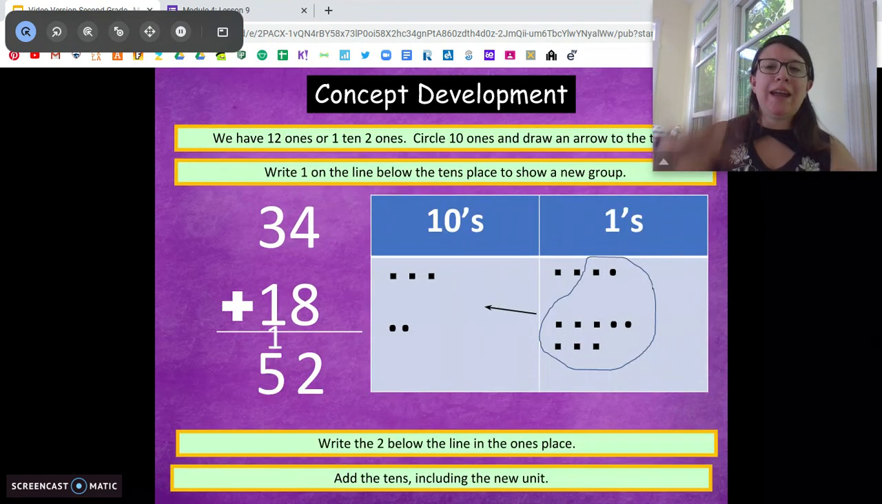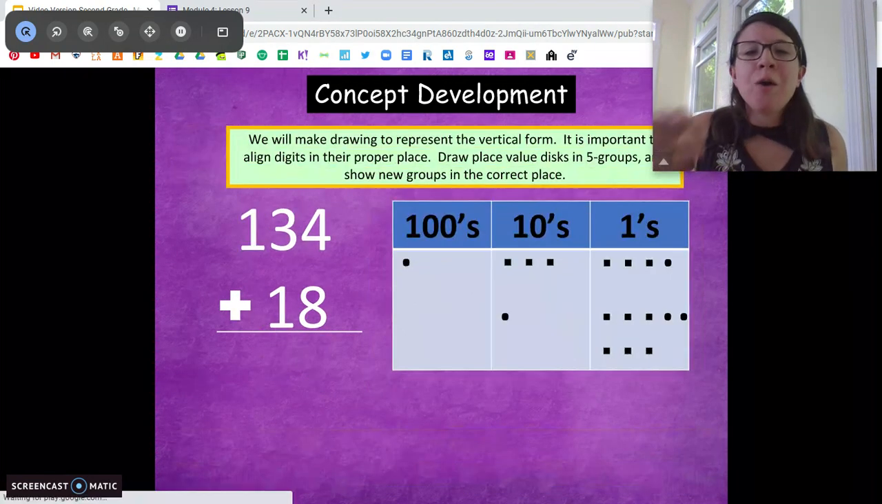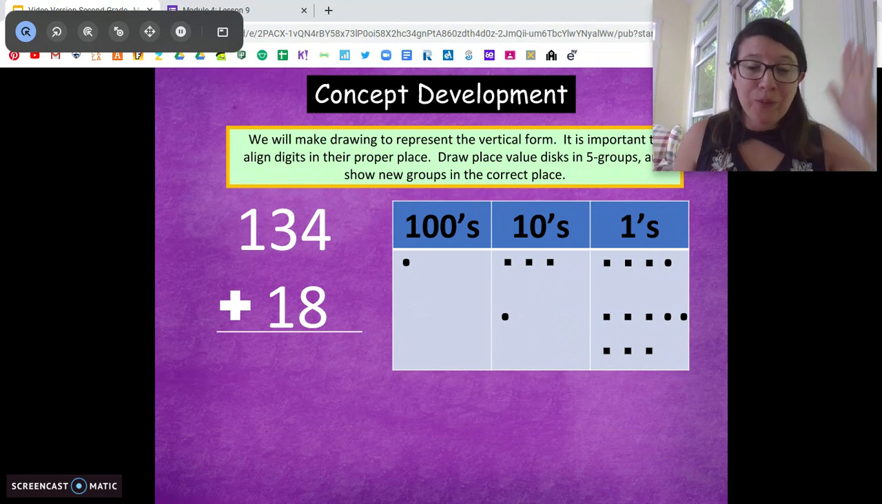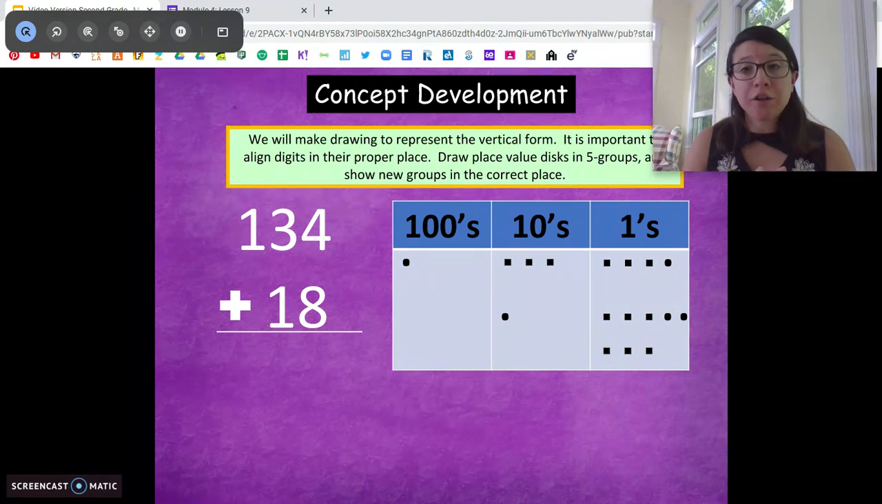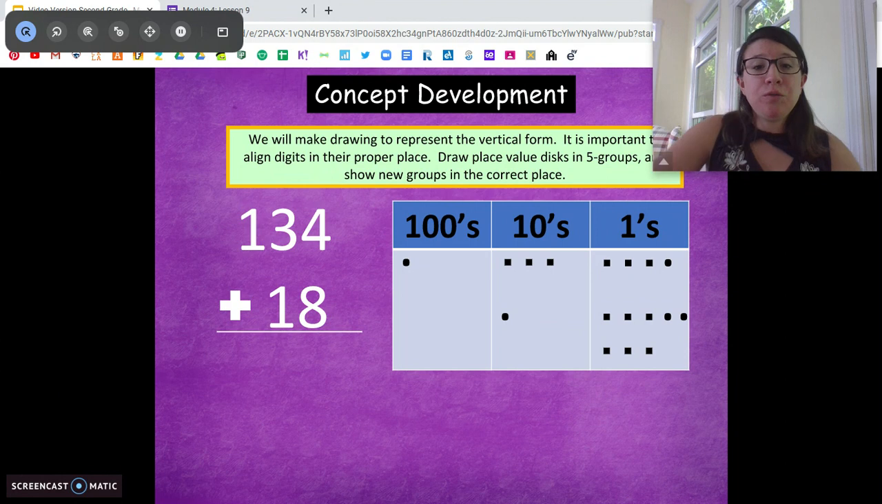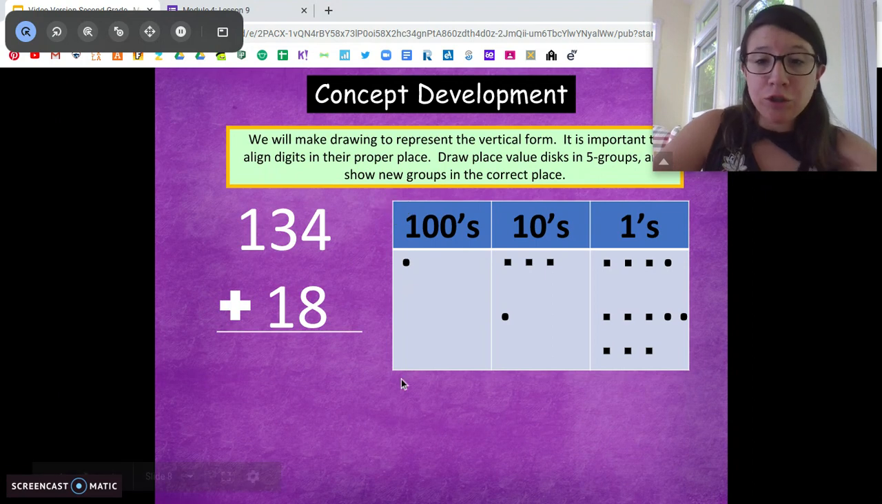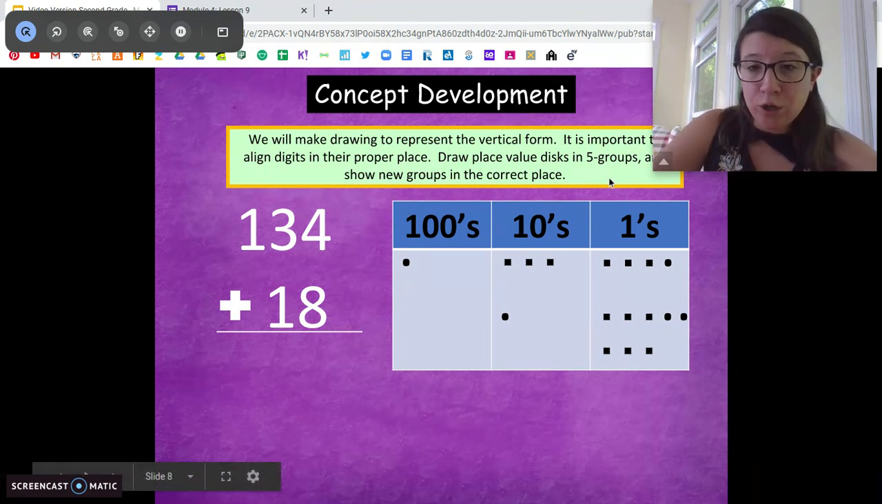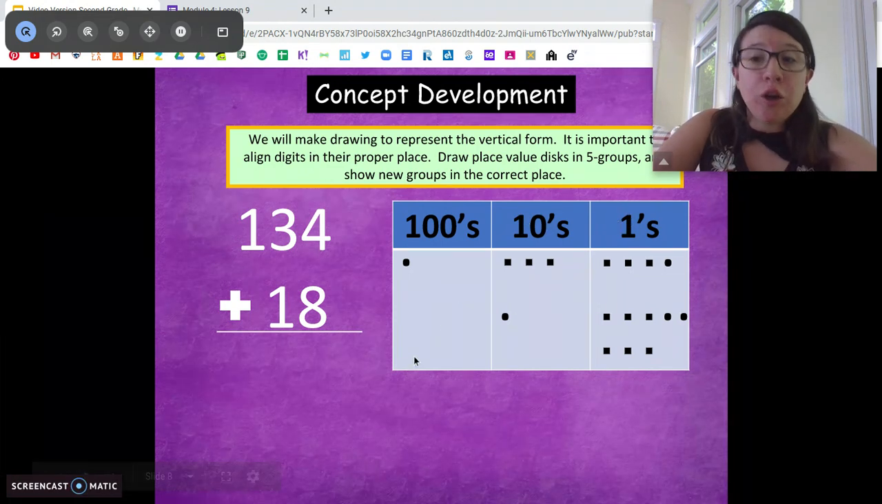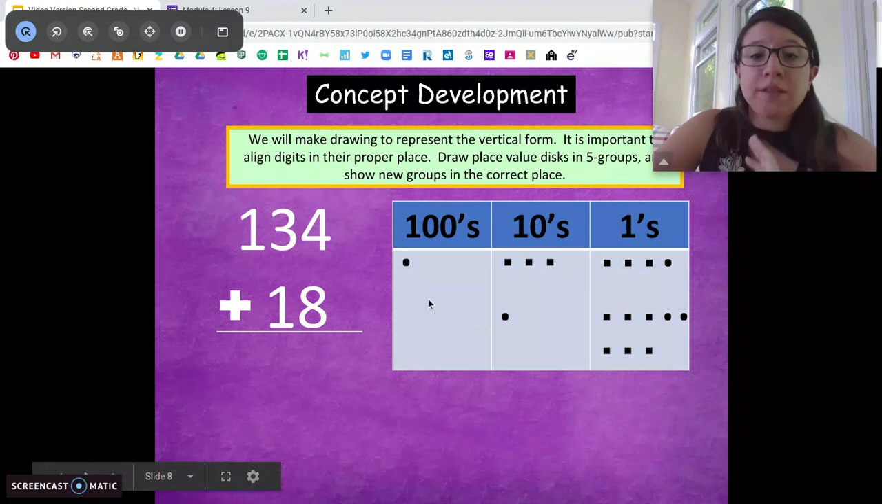52. Awesome. All right. We're stepping it up a notch. We are going to now add with that hundreds place. So on your paper, I want you to write in vertical form 134 plus 18. Then I want you to show that on a place value chart. So you're going to need 3 columns, hundreds, tens, and ones. You're going to draw these. We're not using place value discs anymore. You're going to draw it.